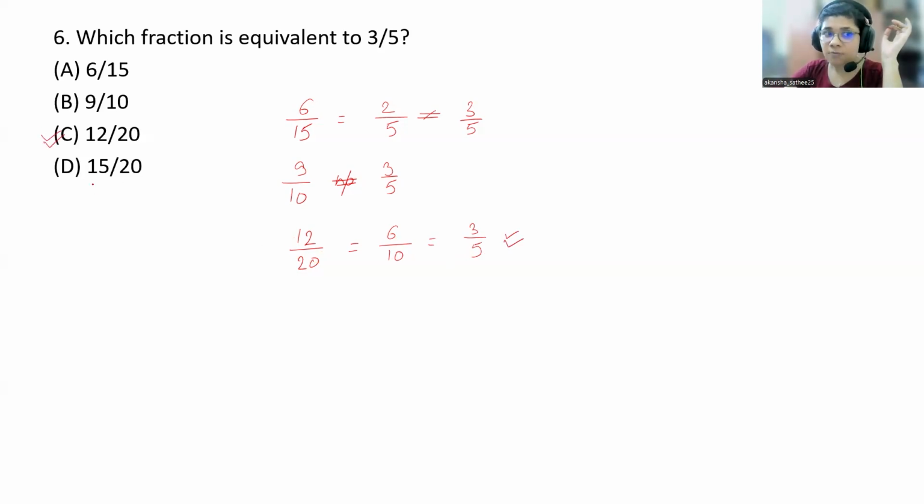Let's check 15 by 20 also. 15 and 20. Is there any number which divides 15 as well as 20? Yes, 5 is the number. So 5 threes are 15 and 5 fours are 20. But this is also not equal to 3 by 5. So in this question, option C is correct.